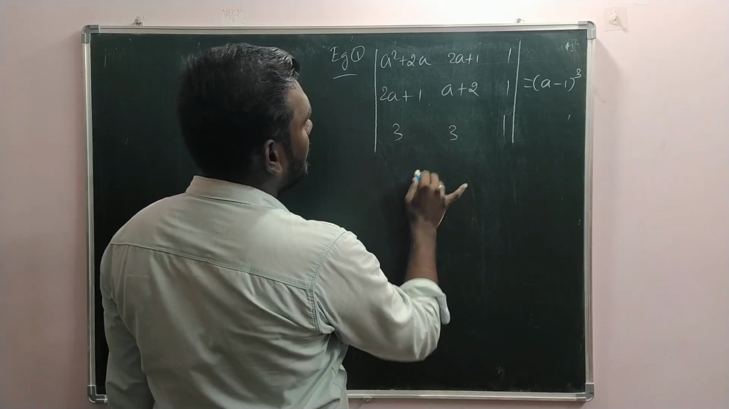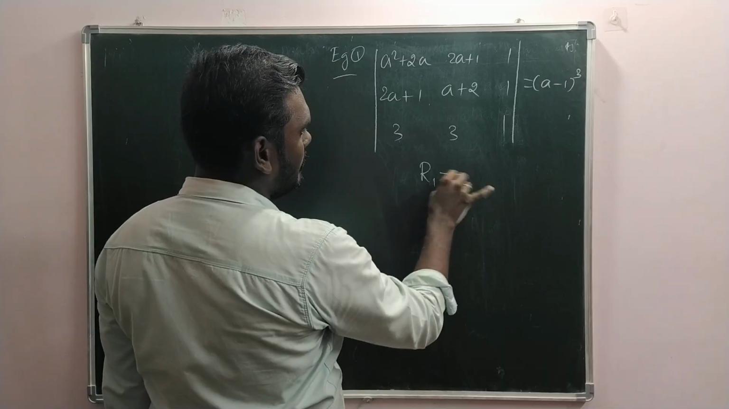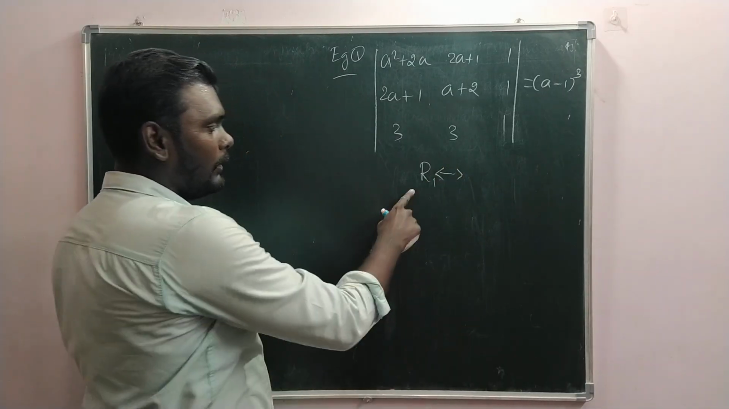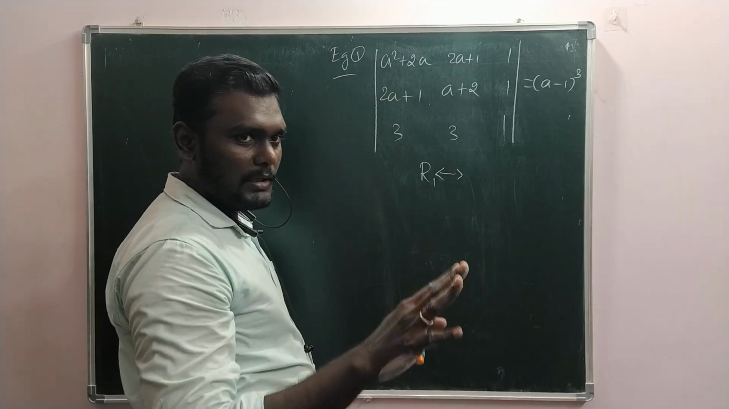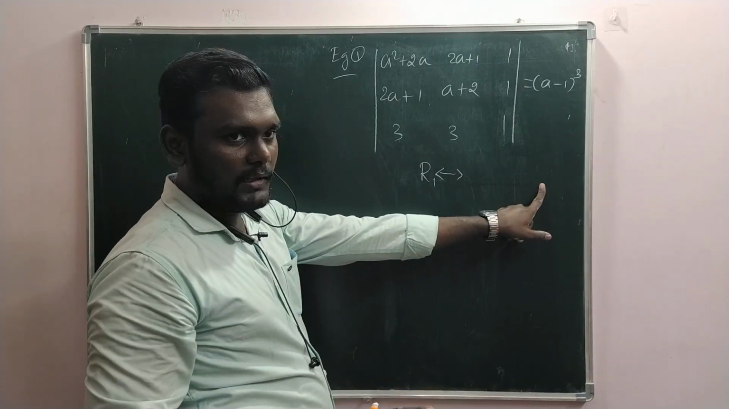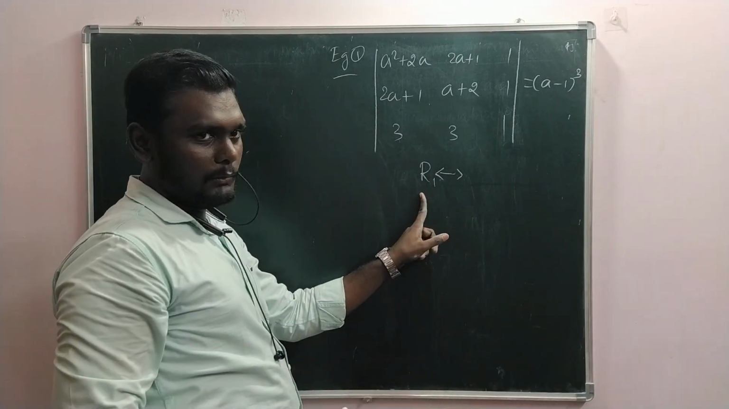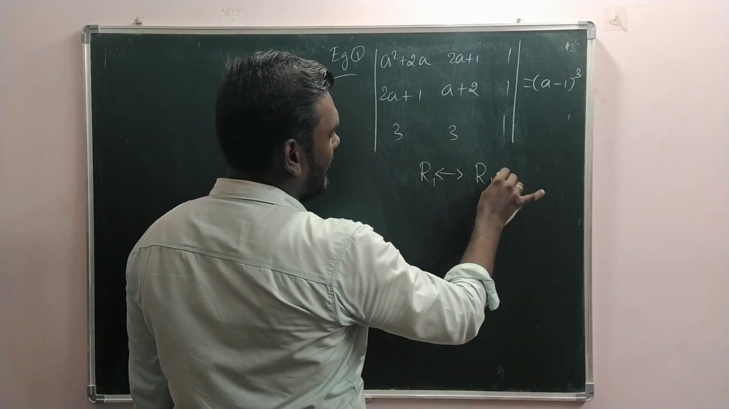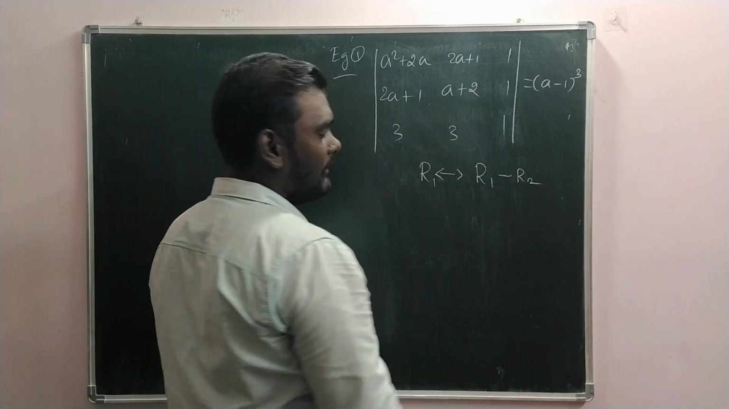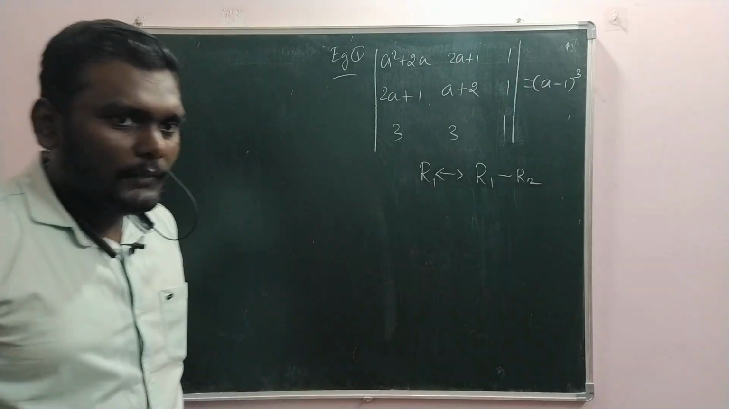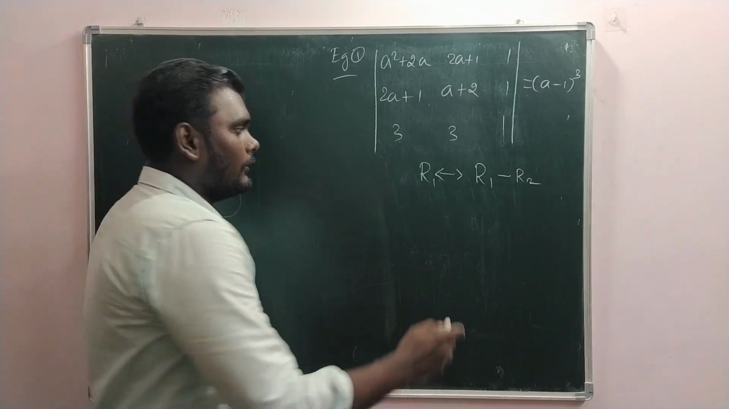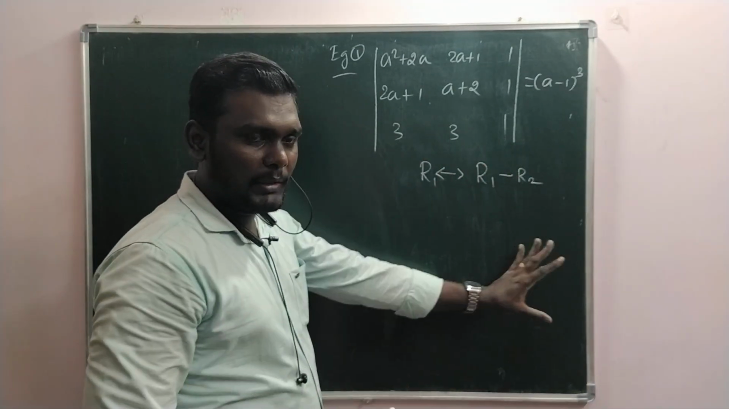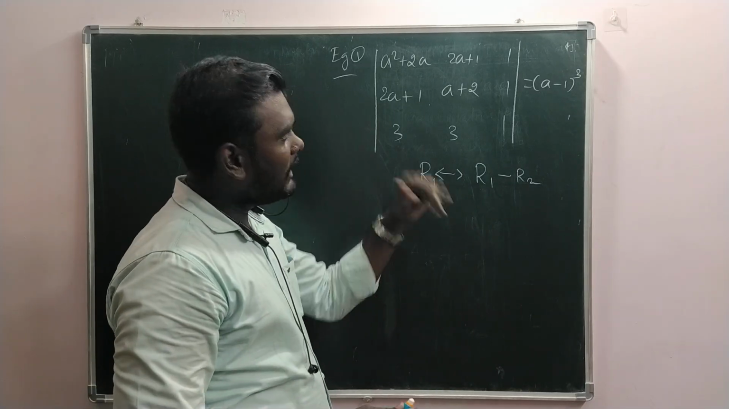So let me take the elements of R1. See this notation, R1 with a double arrow, which means I am going to apply some operations here. The result should be written in R1 in the same matrix. What am I going to do? Simply I am taking the elements of R1 and subtracting the elements of R2. To explain to you, I am writing it separately. Once we are habituated, we can directly write.